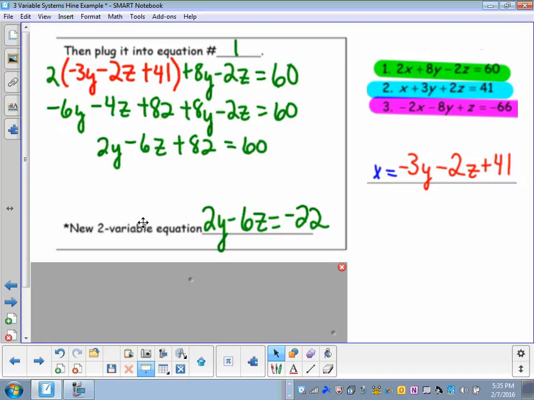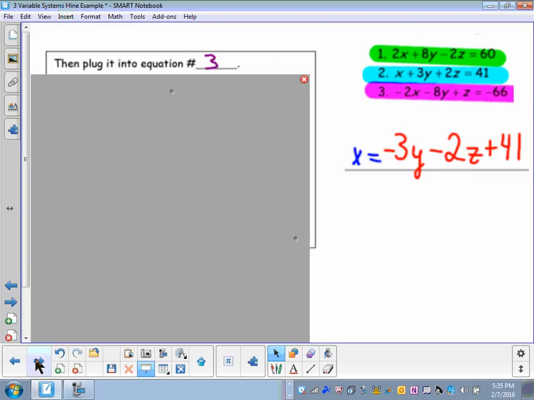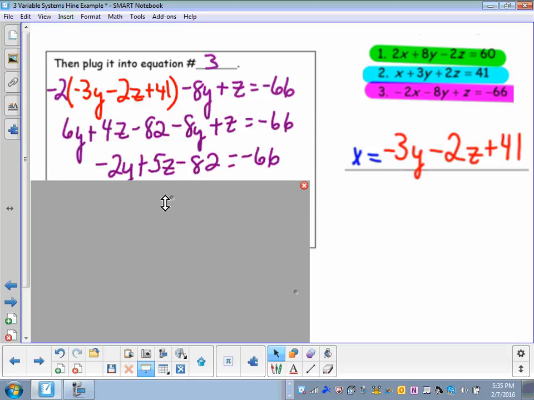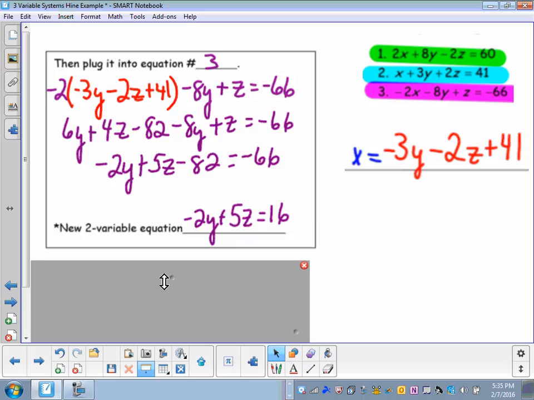And once I do that, I will end up with an equation with two variables because I've substituted for x, so I'll have a y and a z. I'll do the same thing for equation number 3. I'll take this value for x and plug it into equation number 3. And I'll solve. And again, since I've substituted for x, I'll end up with a new two-variable equation with y and z.